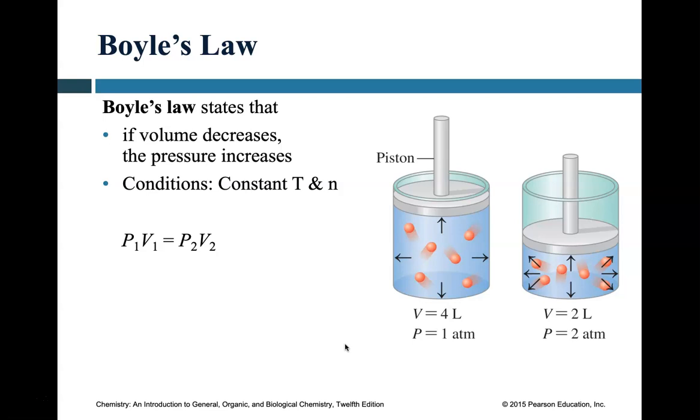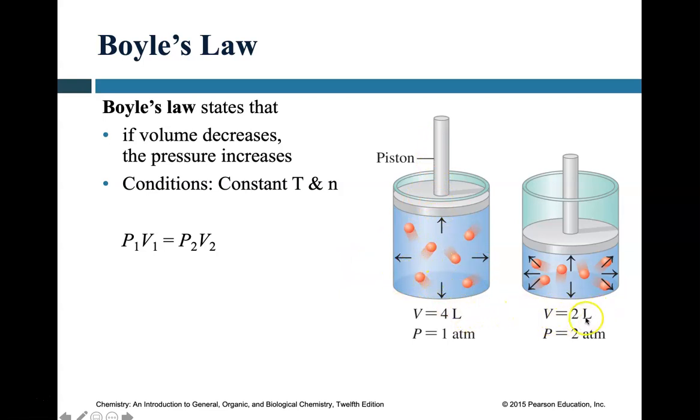What we see for why this law holds is the example on the right-hand side. If we have a container filled with gas, it gives us certain initial conditions, where we have a pressure of 1 atmosphere inside and a volume of 4 liters. What ends up happening is the piston is going to push down on the top, effectively making this a smaller volume, and that's what we see here.